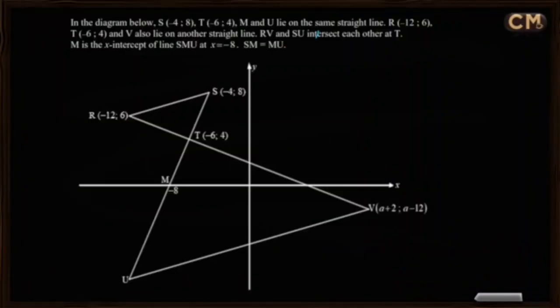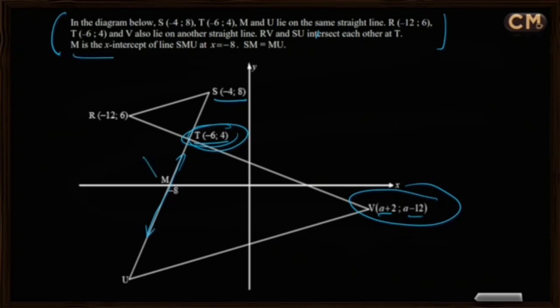First things first, let's marry the information that we have over here to the diagram to the best of our ability. So we have S with these coordinates, and then they say T has -6 and 4 as coordinates. M and U lie on the same straight line, so that's a nod to what's happening over there. R has -6 and 12, and V also lie on another straight line. So that's talking about these coordinates that have the parameter A included over there. So RV and SU intersect each other at T.